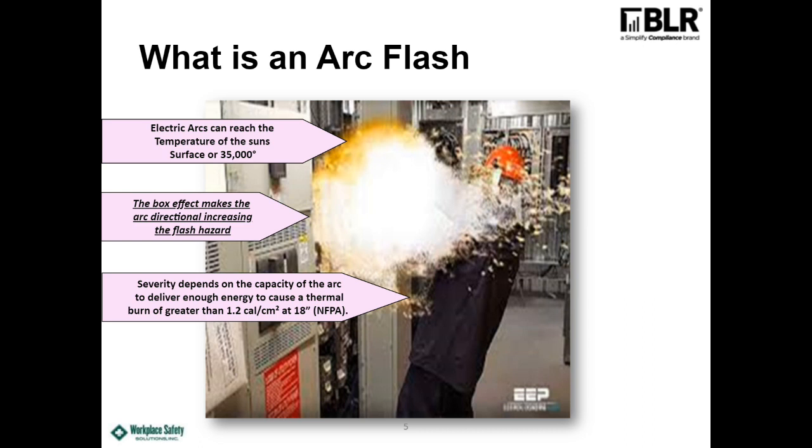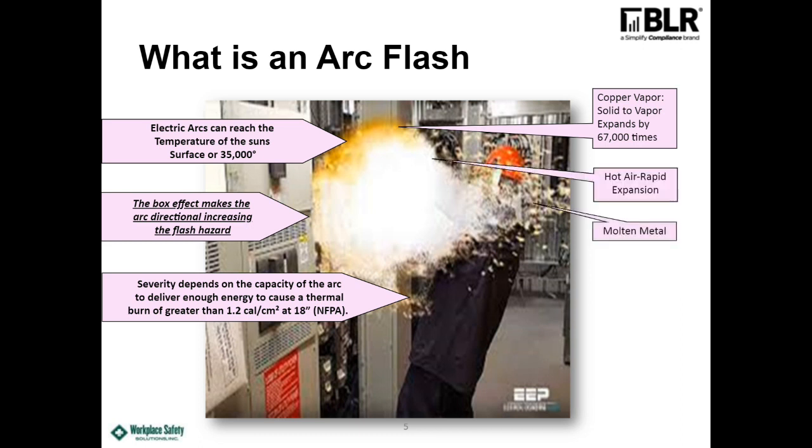The copper vapors expand 67,000 times. You have hot air expansion and molten metal and shrapnel. And that's something to consider too, because you may determine what your risk is at 1.2 calories, how far out that will go. But beyond that, you're still going to have molten metal flying out. You've got a lot of expansion going on. So that's something to think about as well.